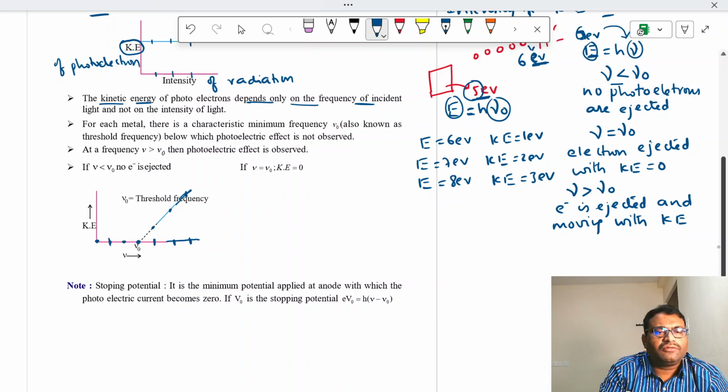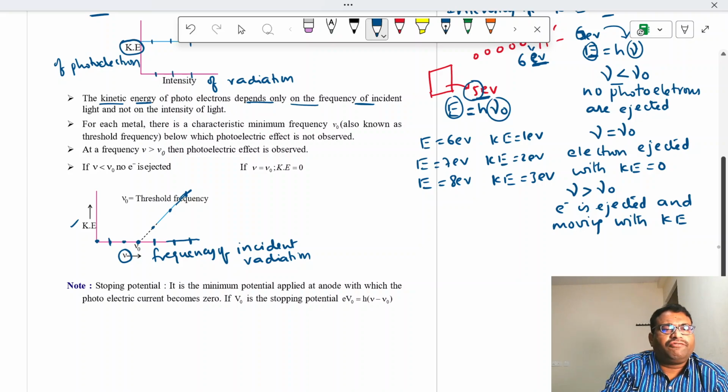So kinetic energy versus frequency of incident radiation. So this is kinetic energy of photoelectron. You draw a graph, you will get a graph like this. So for each metal, there is a characteristic minimum frequency, also known as threshold frequency, below which photoelectric effect is not observed. See, this is the condition.